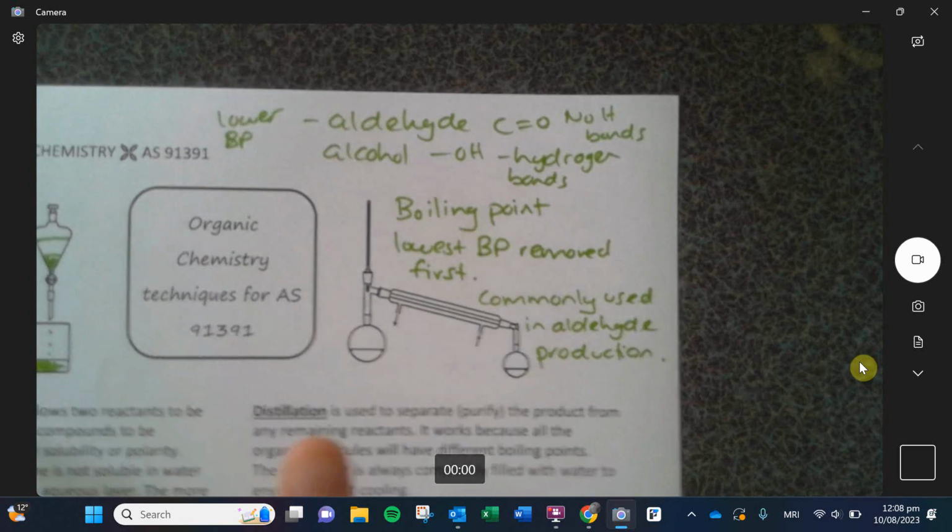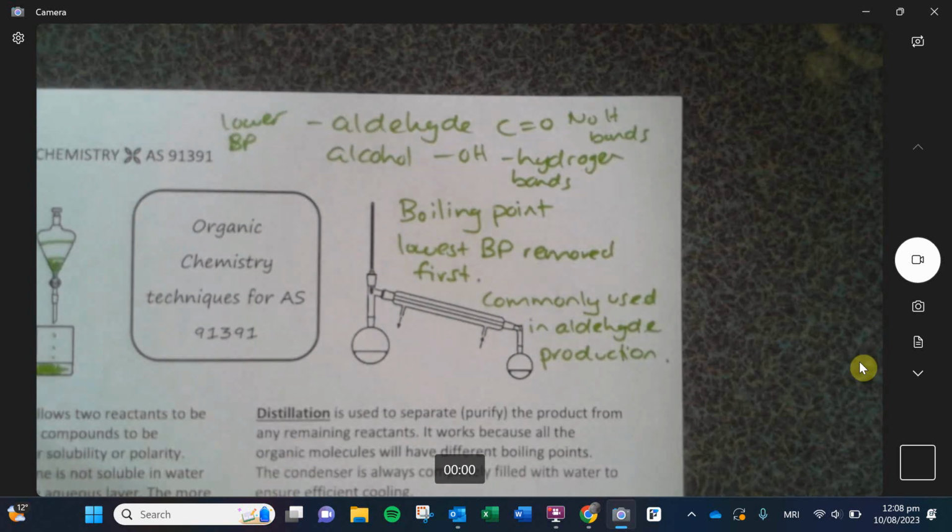Distillation is often your last step whenever you're doing anything, because it's the best way to remove stuff.